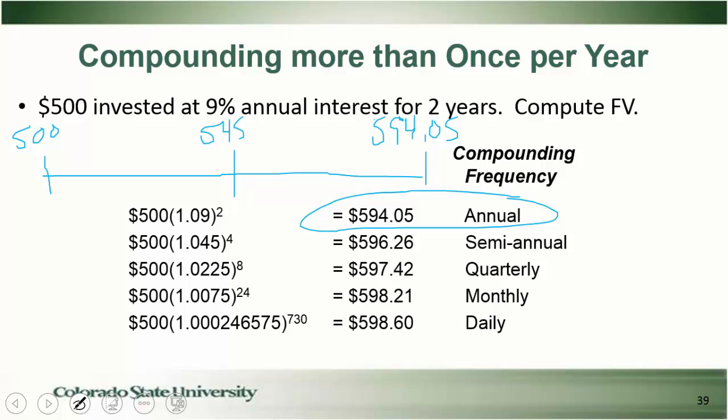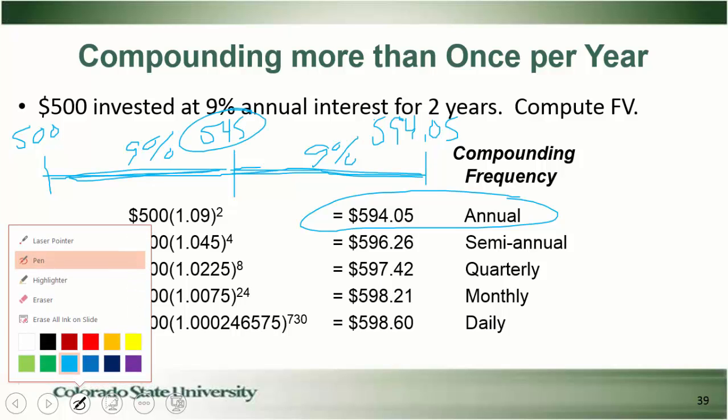Essentially what we're saying is that 500 sits in here all year long, and then they credit me the 9% that they're promising me. And then the 545 sits in here all year long, and then they calculate the interest of 9% on this balance.